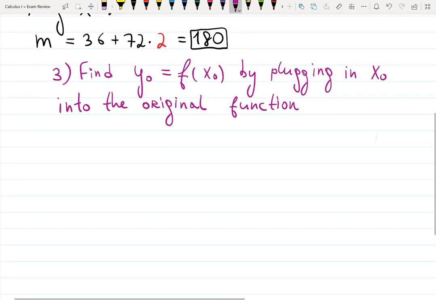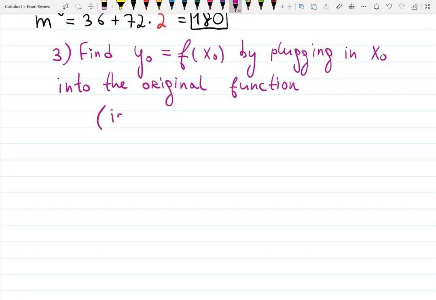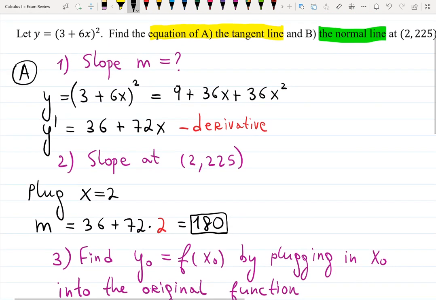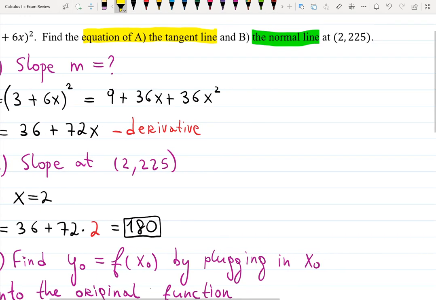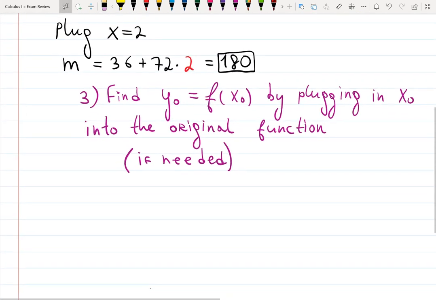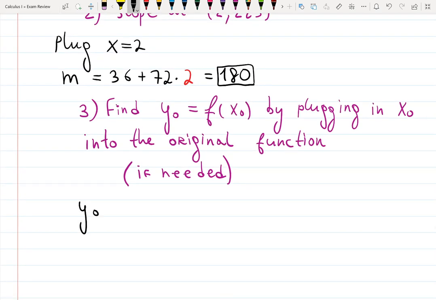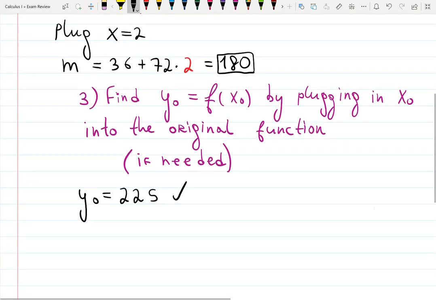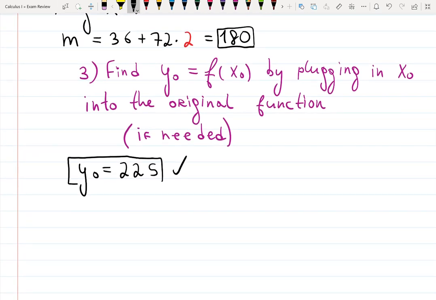Now I will put in a little parenthesis and you will laugh, if needed. That means sometimes we give it to you. And in this case, look at that. We actually do have it. Here's the point. And we have both x sub 0 and y sub 0. So we don't have to find it in this example. We're just lucky. So y sub 0 is 225. It was given. Check mark. Put it in the box. We will need it.